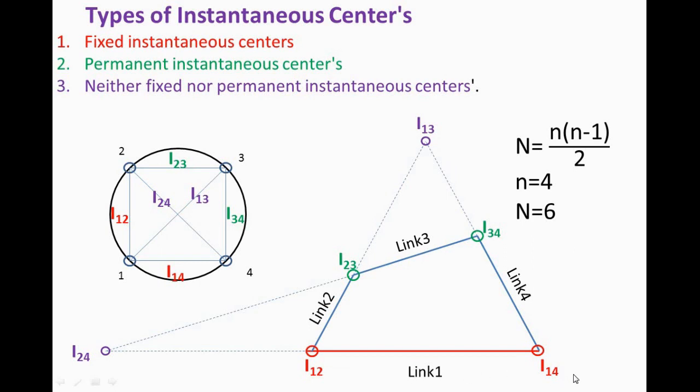Out of that, I12 and I14 are the fixed ones because they will not leave their original position. They are fixed. I23 and I34 are going to change their position every time according to the position of link 2, link 4 and link 3. Okay, so these are the permanent ones. But I24 and I13 are the neither fixed nor permanent instantaneous centers because every time they are going to change their position. Suppose link 2 moves towards the right side or traces a circle, then I24 will move towards the right side and I13 will be somewhere here. So every time I24 and I13 are going to change their original position. That is why they are called neither fixed nor permanent instantaneous centers.